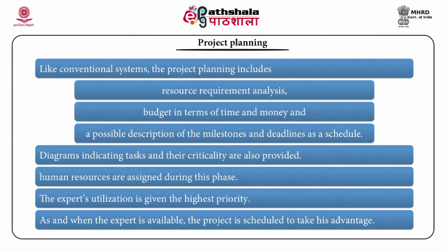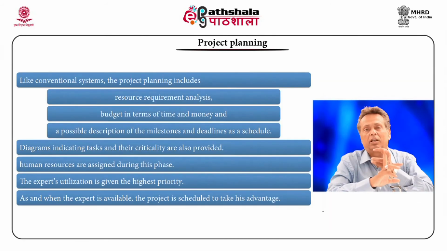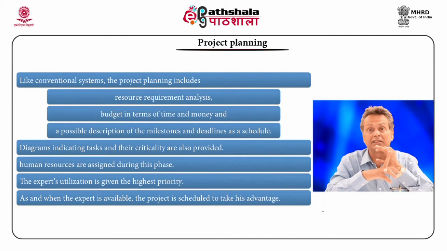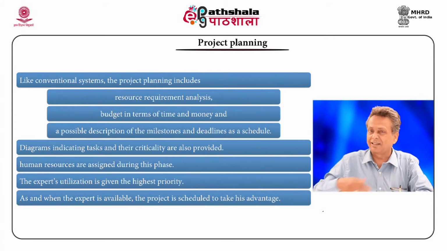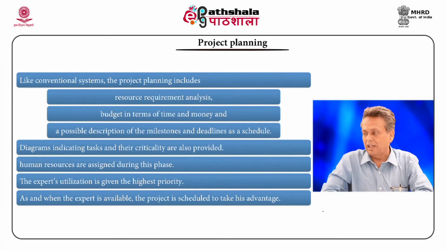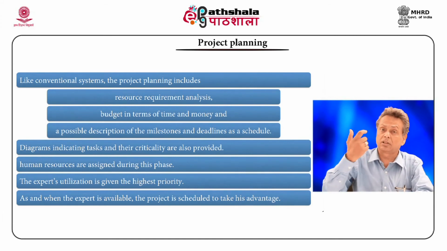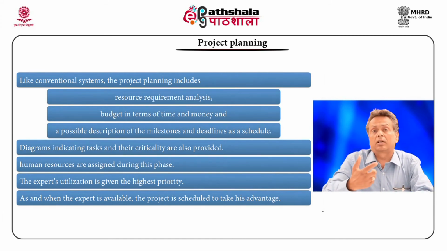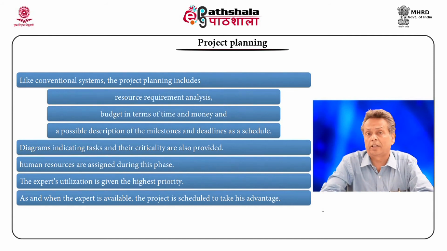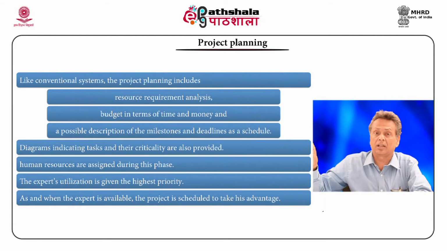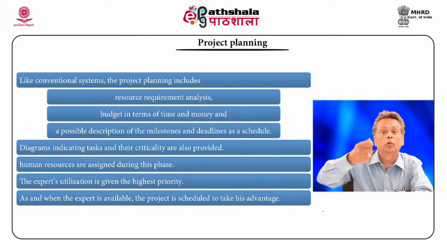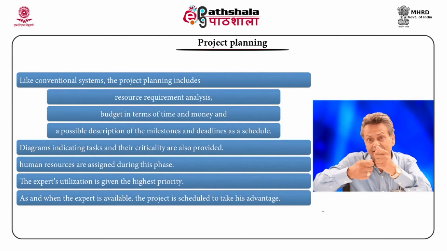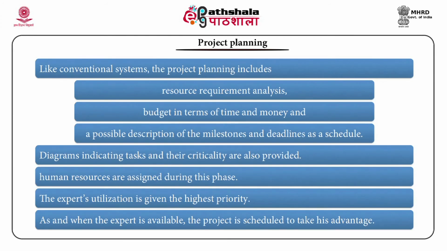The first one is project planning. You'll have to have resource requirement analysis, budget analysis, descriptions of milestones and all that happens during project planning. The diagrams are drawn and experts use them. Utilization, now this is one very important difference. Expert utilization is given the highest priority. So the project planning is done in a way that whenever the expert is available, you should execute the things where you need him. So a project is designed and planned that way, unlike the conventional system.